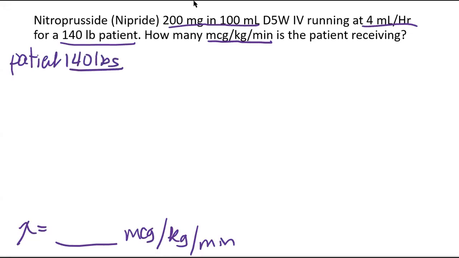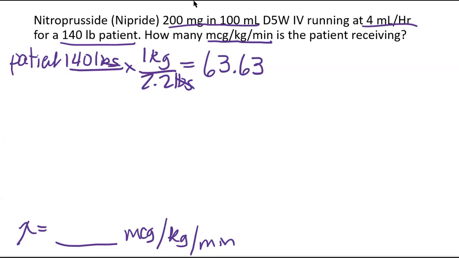And we want to multiply that by 1 kilogram over 2.2. We just divide it by 2.2, cross out the pounds, and we get 140 divided by 2.2. And that's 63.6363, 63.63, and that's good enough. So we'll just say kilograms like that.